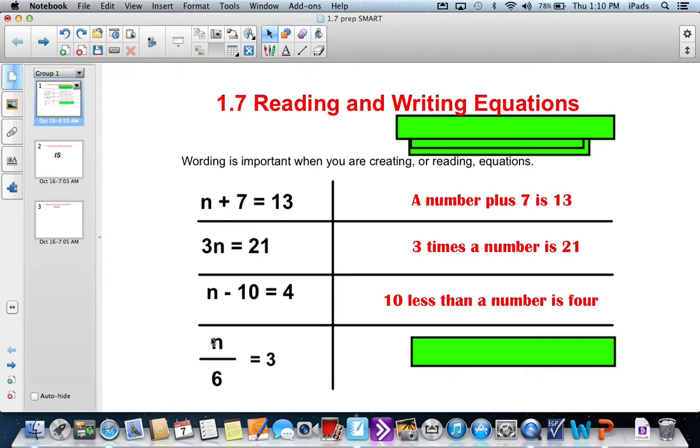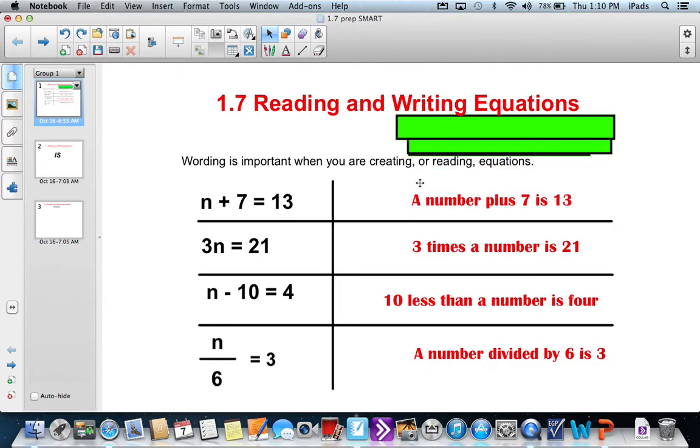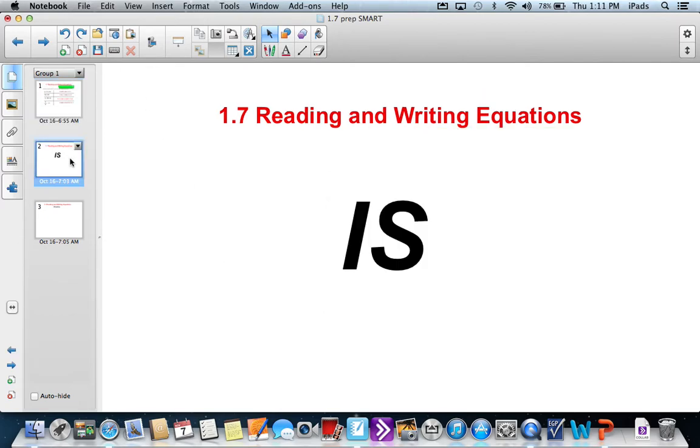And then our last one, division: n divided by 6 equals 3, or when we put it in words, a number divided by 6 is 3. The big difference when you're reading and writing equations is the word is. Is what we're going to use in terms instead of equals.